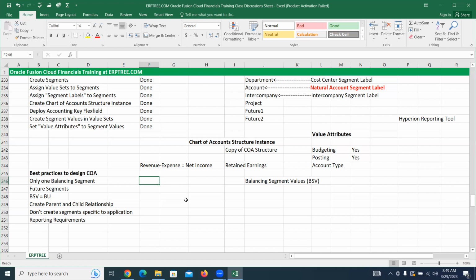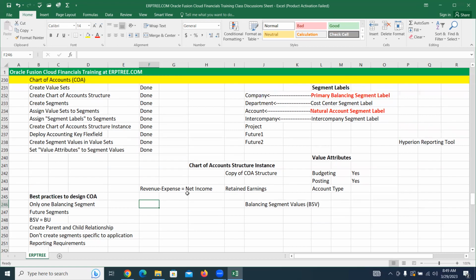Then you may ask, what about primary balancing? You may say the primary balancing level also may go wrong, right? When we are considering the secondary or third going wrong, there is a chance for the primary to go wrong too. It won't go wrong. What is the reason? At the company level, it will balance. Primary balancing.